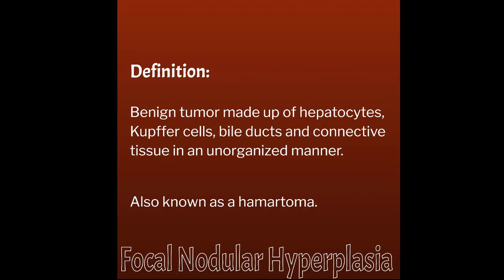Focal nodular hyperplasias are also known as hamartomas. Hamartomas, again, can be anywhere within the body. They occur when you get this unorganized collection of all the cells that make up that organ. So focal nodular hyperplasia, hamartomas in the liver are made up of all the pieces: hepatocytes, Kupffer cells, bile ducts, all of it.